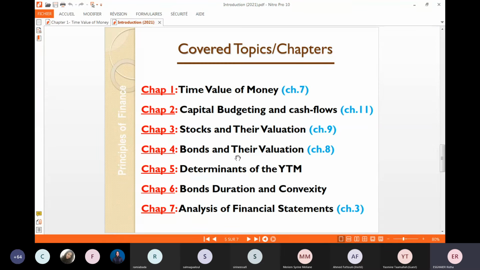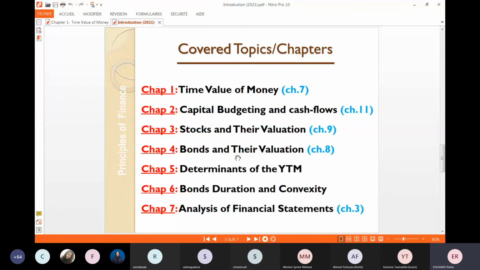Then we will come back to the interest rates covered in the chapter 1 to understand better, with more details, the determinants of the interest rate. We call it the yield to maturity, determinants of the yield to maturity. What are the components of the interest rates, how the interest rates are set. Then we will move to a chapter concerning the risk of the bond, the sensitivity of the bond. We will see the meaning of the duration and the convexity, what they represent, how to compute them, and what is the utility of these two metrics.